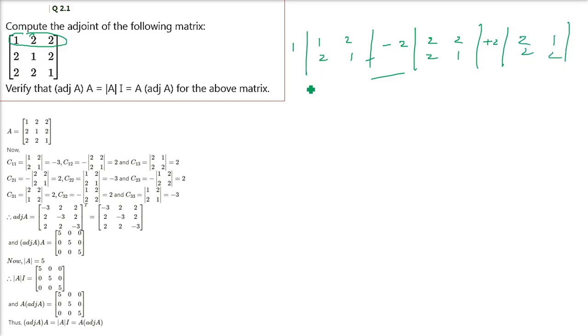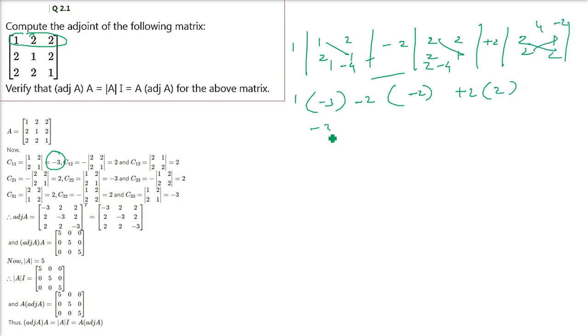So 1 into (1 minus 4), that is minus 3. This is the cofactor also, minus 3, you see. Minus 2 into (2 minus 4), so minus 2. Plus 2 into (4 minus 2), which is 2. So minus 3 plus 4 plus 4. So 8 minus 3 is 5. The determinant is 5.